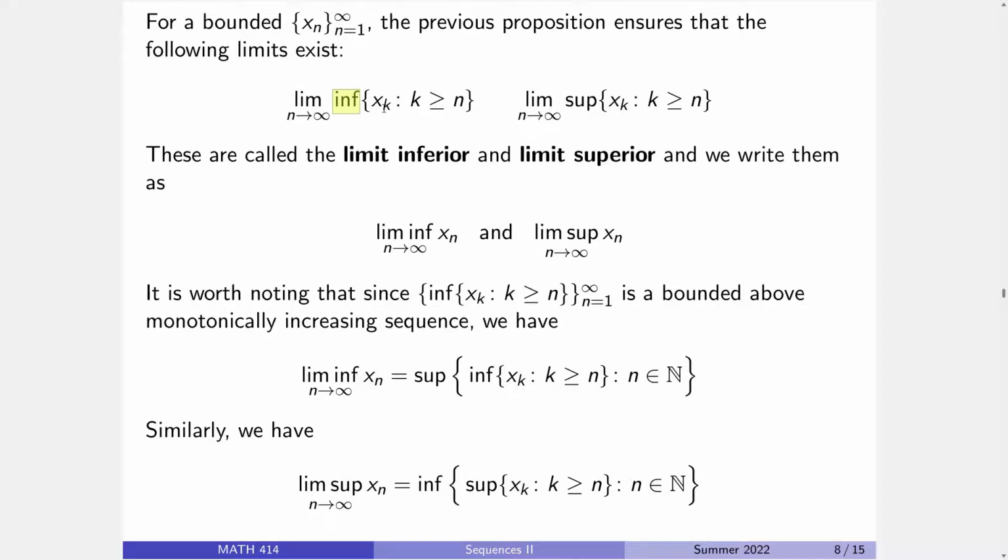These infimums, right, they don't belong to the set. If they were minimums, they would be in the set, but it's very possible that they're just infimums. So for example, if x sub k is 1 over k, then we know the inf of that is 0, and that's not an element of the set.